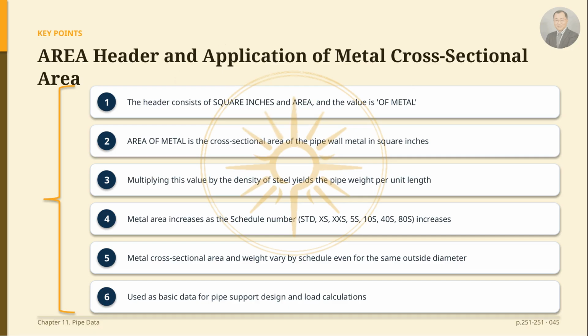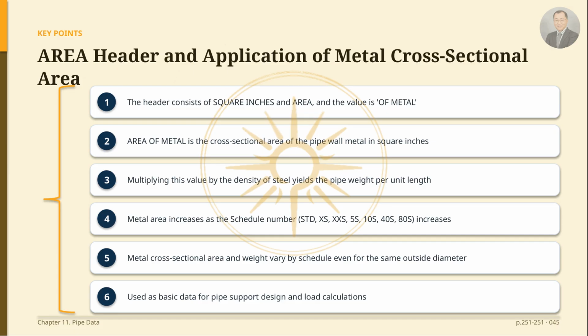The header of this item is marked as square inches and area, and the body value of metal refers to the cross-sectional area of the pipe wall metal expressed in square inches. By multiplying this metal cross-sectional area value by the density of steel, you can find the weight of the pipe per unit length, or pounds per foot.